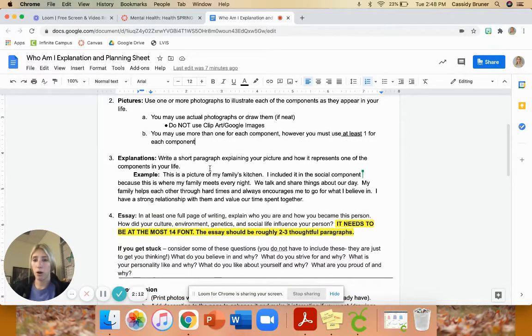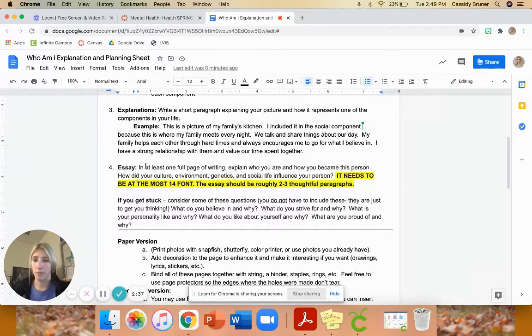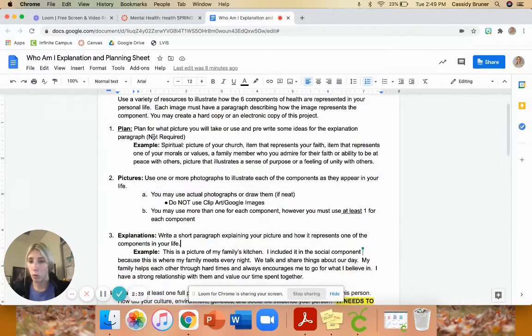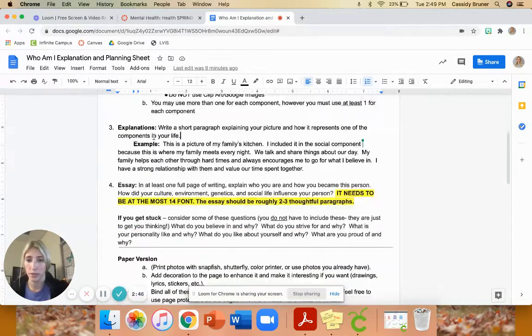And then the next part is explanations. So you're going to write a short paragraph explaining your picture and how it represents that component. So for example, this is a picture of my family's kitchen. I included it in the social component because this is where my family meets every night. We talk and share things about our day. My family helps each other through hard times and always encourages me to go for what I believe in. So that there explains that. So you will do that, 1, 2, and 3, for all 6 components. Image, explanation for all 6 components.